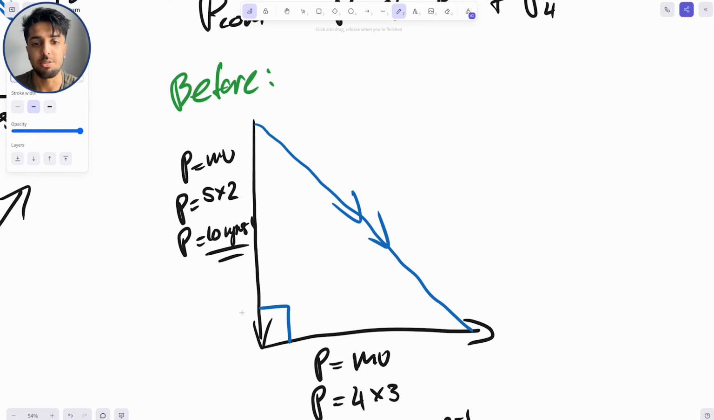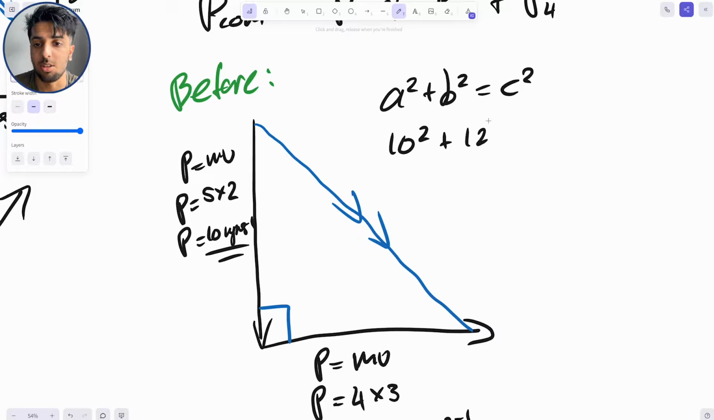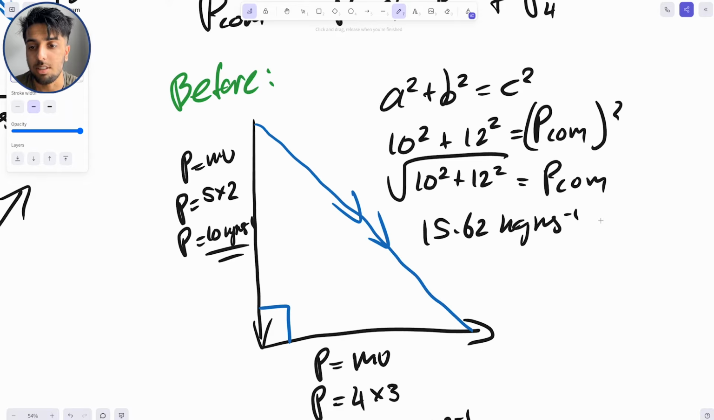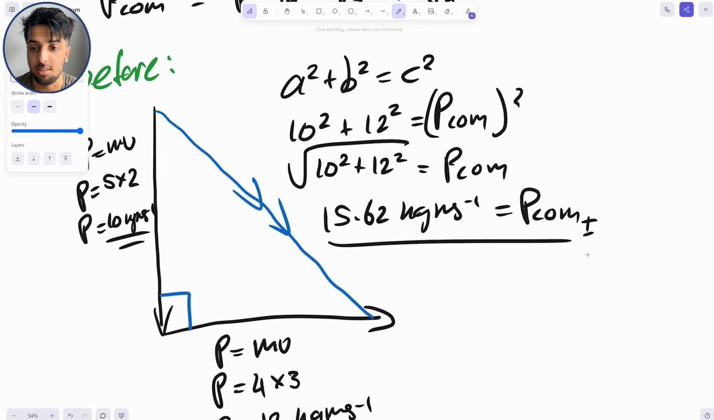And so using Pythagoras, we can figure out what the momentum of the center of mass is. And so that is just a squared plus b squared is equal to c squared, which is just 10 squared plus 12 squared is equal to p center of mass squared. Right, so 10 squared plus 12 squared is equal to the momentum of our center of mass. And so 15.62 kg meters per second is equal to the momentum of our center of mass. There we go. And that's initially, right?